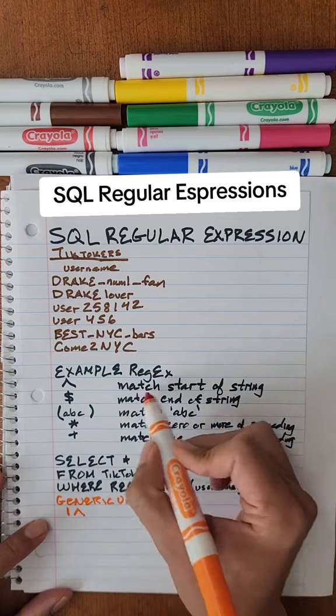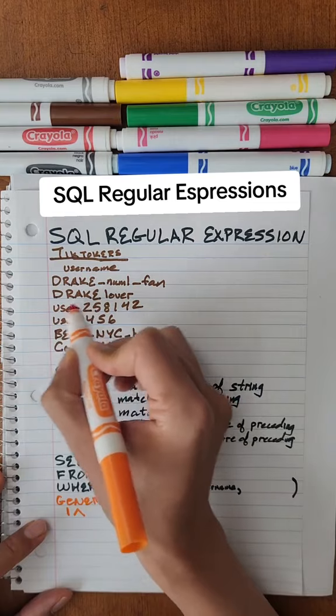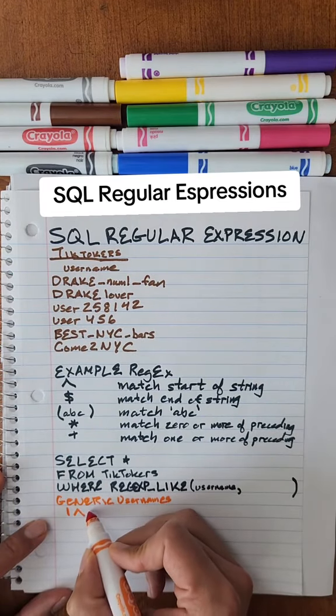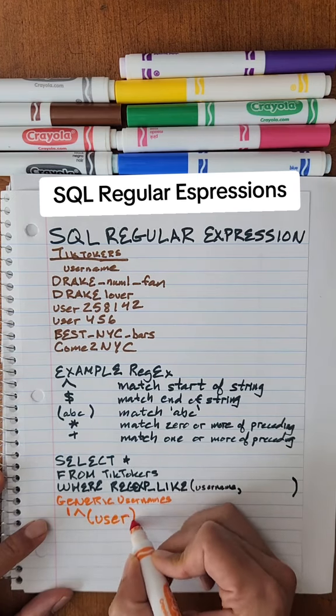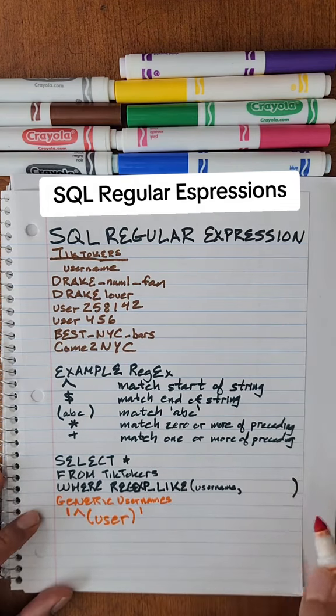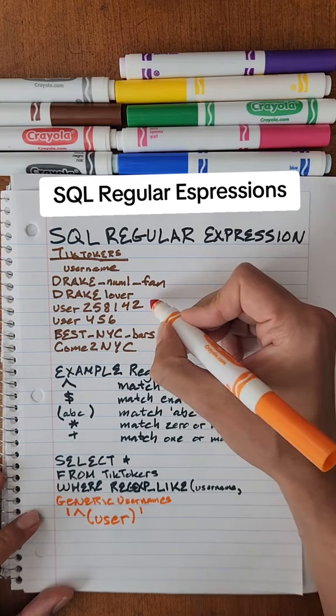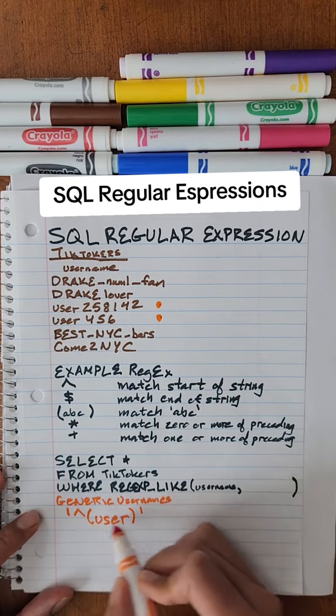caret, because it's starting the string. And I want to find anyone with the word user at the very beginning, and I want the full word. So I'm going to put user in here, and let's close that off. So that's what's going to go inside here. And that's going to return this one and this one, because they both start with the full word user.